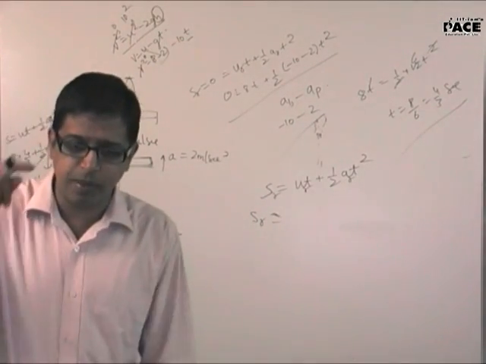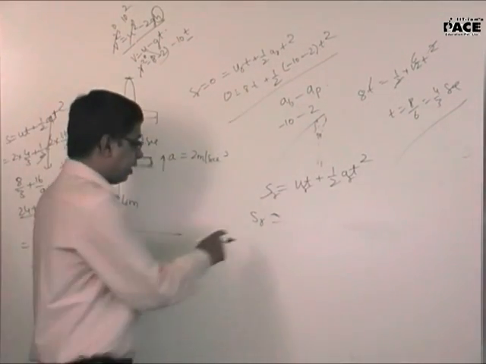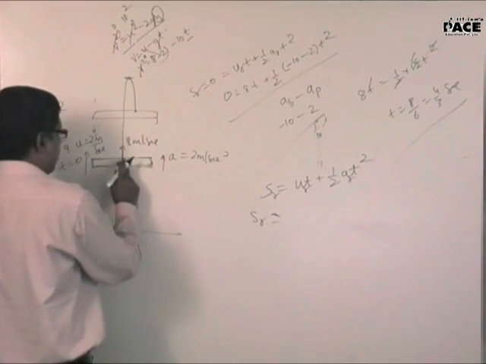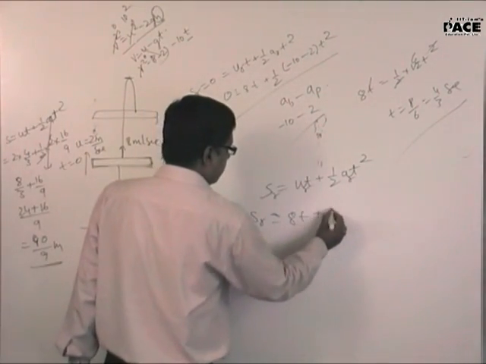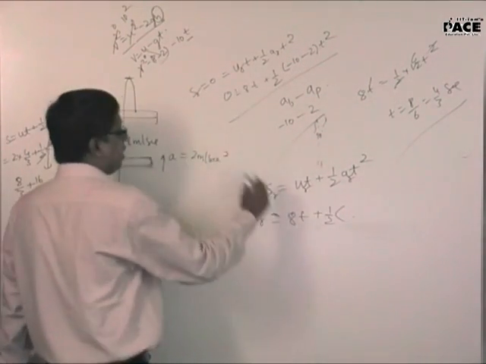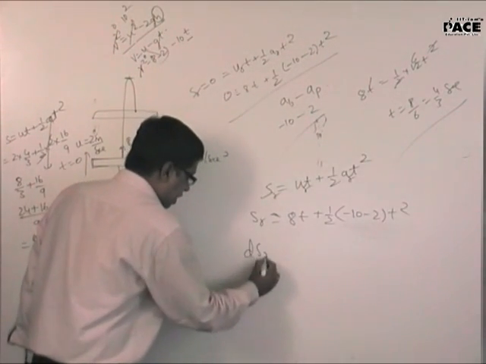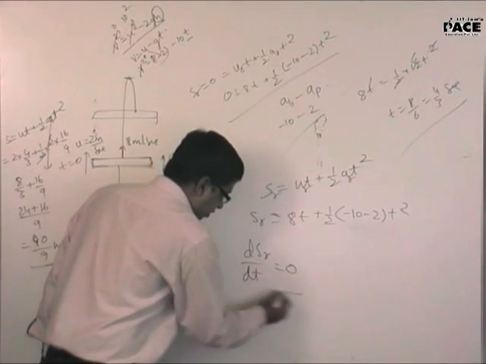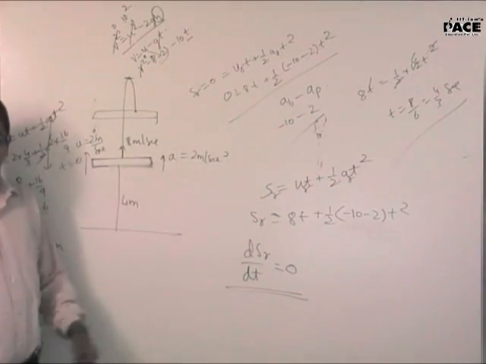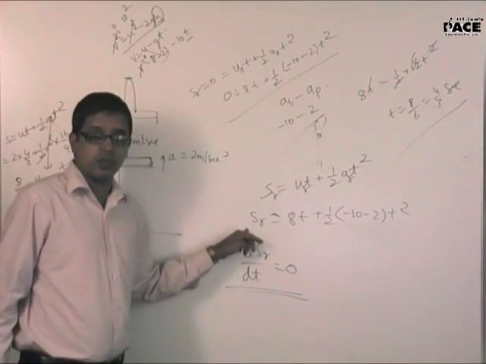When will the distance be maximum between the ball and the platform? Now, what will be the initial relative velocity? SR is 8t plus half into minus 10 minus 2, t square. dSR by dt should be equal to 0. You will get the time after which the displacement will be maximum.